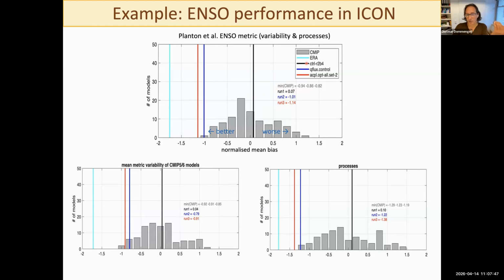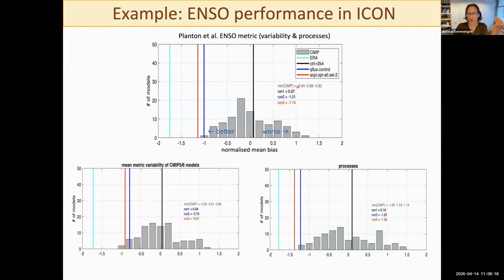So the run that I started with is the black line. This is the model without any corrections. And the blue line is the one with flux corrections. So you can see the flux corrected model behaves much better, both in terms of variability, which is down here on the left, and in terms of processes. They are way better than the initial model that I started with. The initial model that I started with was kind of average, CMIP5, CMIP6. And now the flux corrected one is basically as good as the best model.